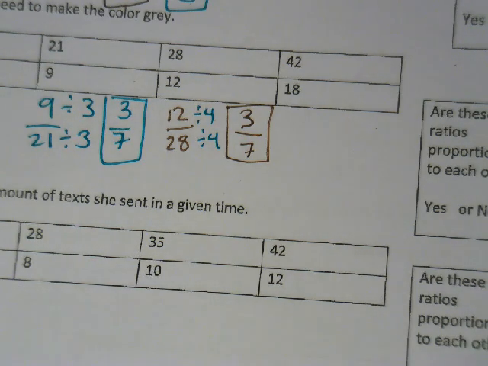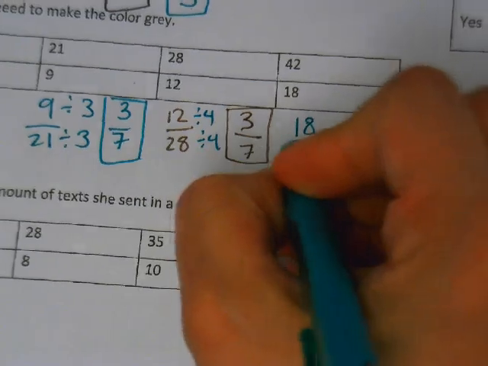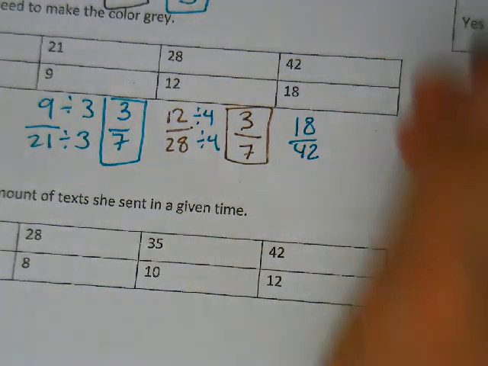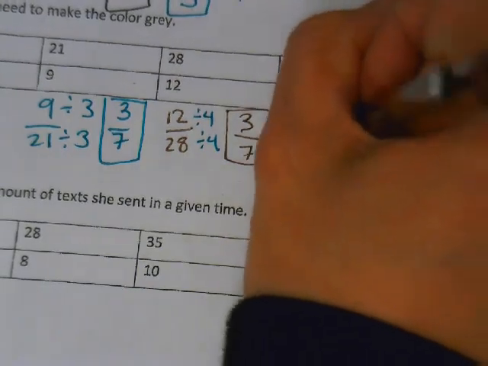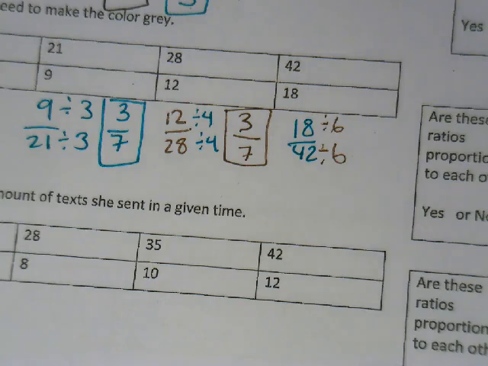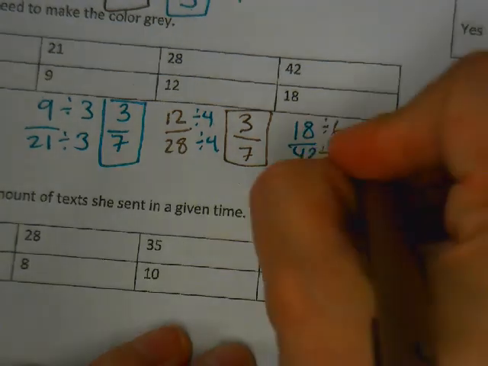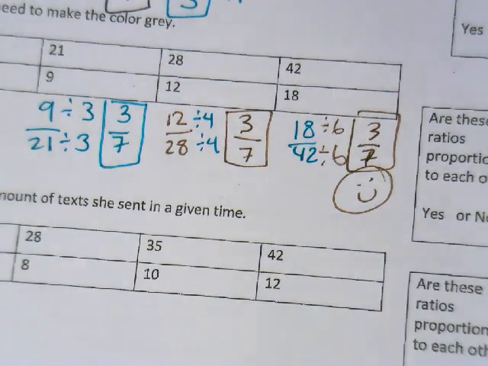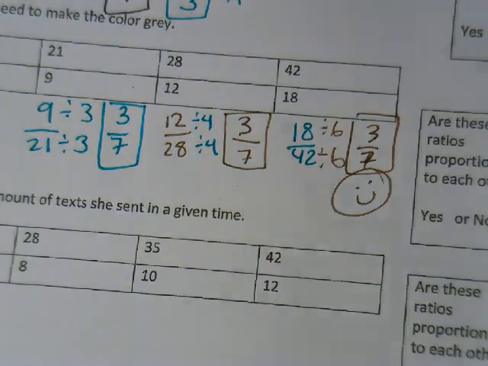What's the fraction? 18 over 42. What can I divide 18 and 42 by? 6. All right, do it. 3 over 7. Do they all match? Yes. So you have a happy person. Happy, happy. All right.